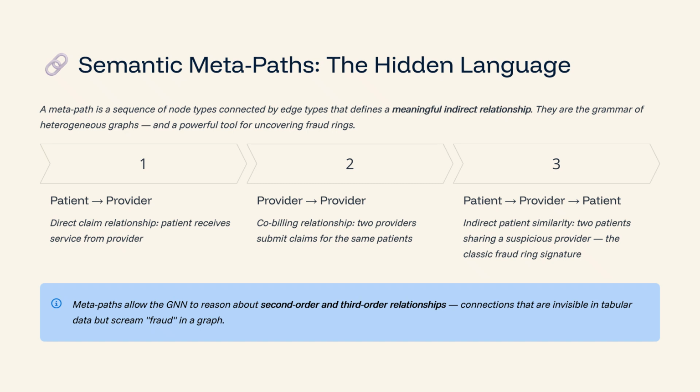And here's the powerful one, the patient-provider-patient relationship. This two-hop meta-path captures indirect patient similarity. Two patients who share a suspicious provider. This is the classic fraud ring signature. Those two patients may have never met, may live in different cities, but they are structurally connected through the provider who is billing them both for identical procedures. Meta-paths allow a GNN to reason about second-order and third-order relationships, connections completely invisible in tabular data but that scream fraud the moment you see them in a graph.